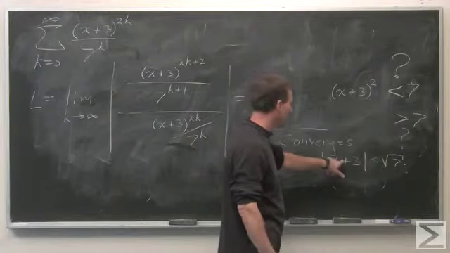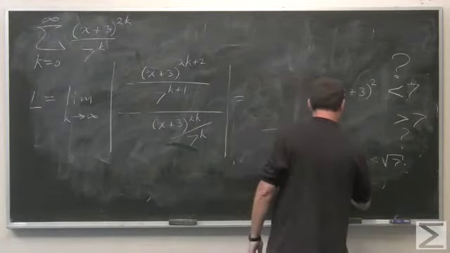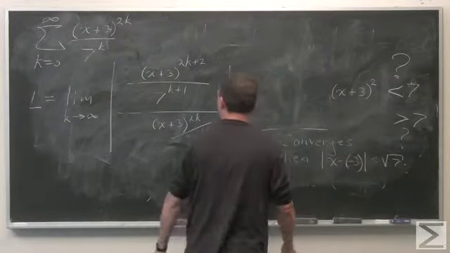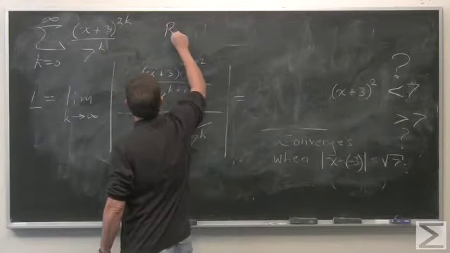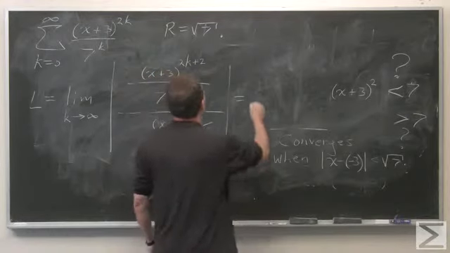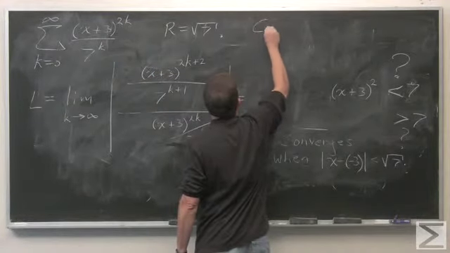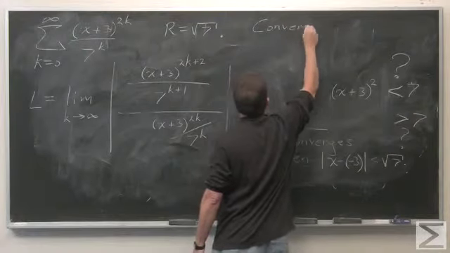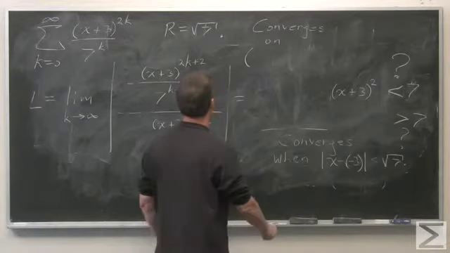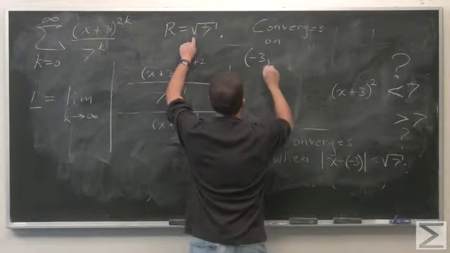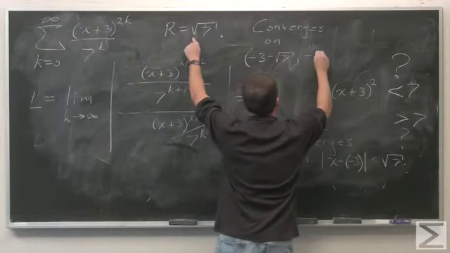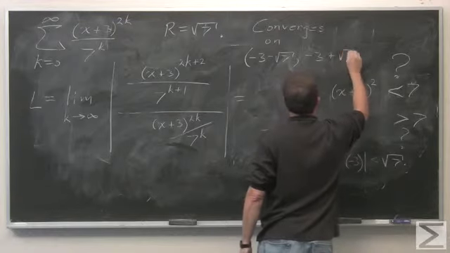But this is already written as x minus the center, minus 3. So the radius of convergence is the square root of 7. So the radius r here is the square root of 7, and we're centered at minus 3. So this certainly converges on the open interval centered at minus 3 of radius this. So, it converges between minus 3 minus the square root of 7 and minus 3 plus the square root of 7.